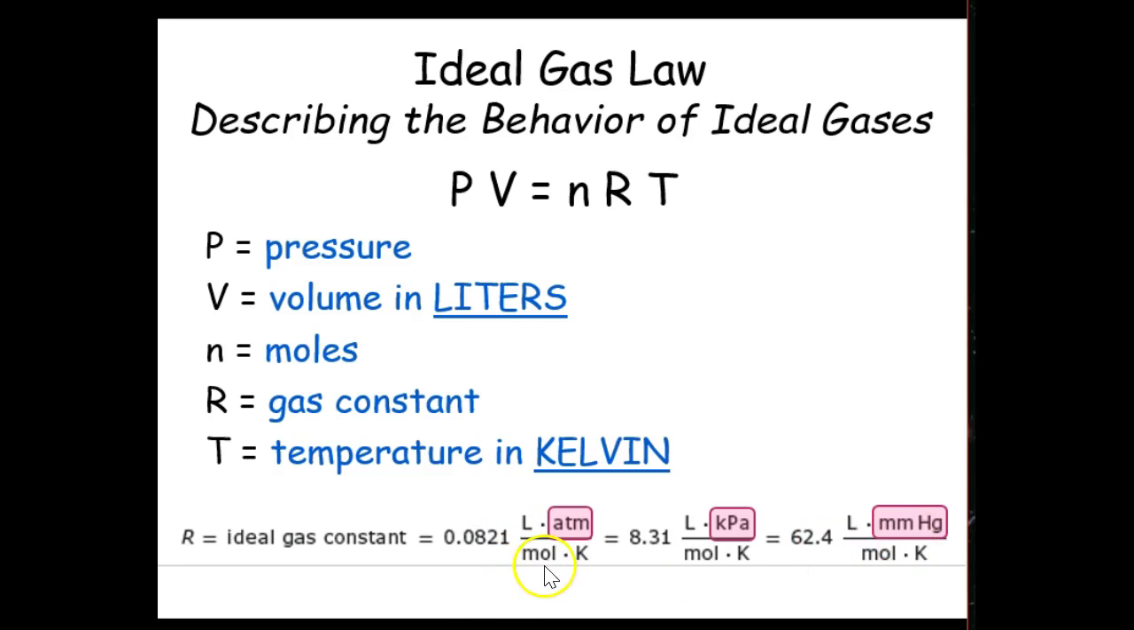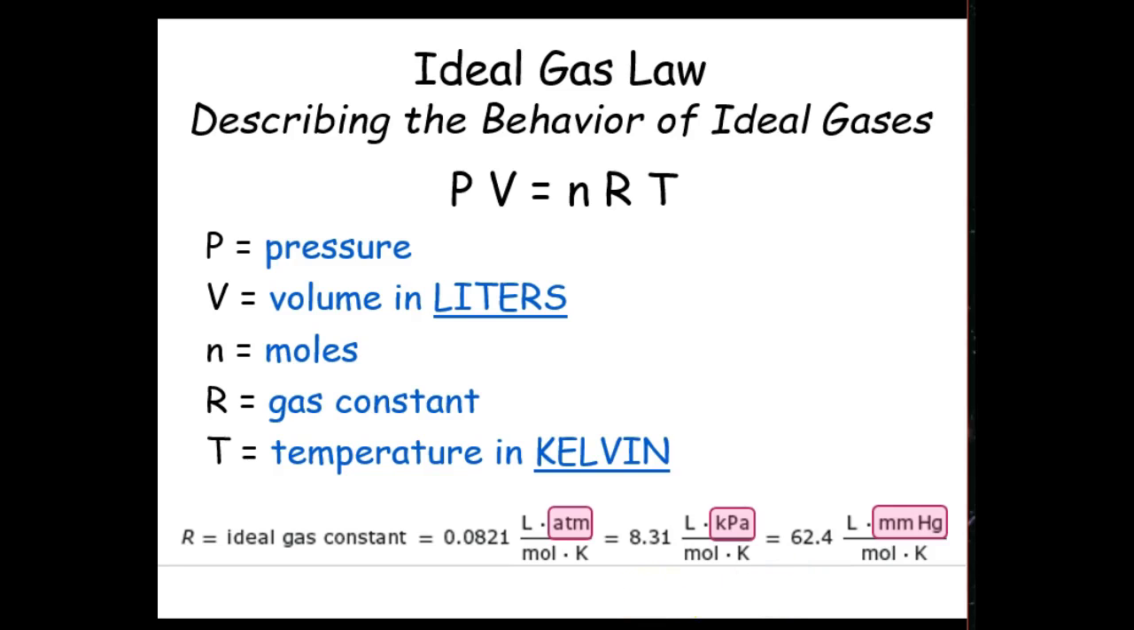Liters is the same, moles is the same, Kelvin's the same on each of them. But if there's 3 different units of pressure, you have to pick which one is appropriate. So if they give you pressure in atmospheres, you would use this constant. If they give it to you in kilopascals, you would use this constant. If they give it to you in millimeters of mercury, you would use 62.4. So that all depends.